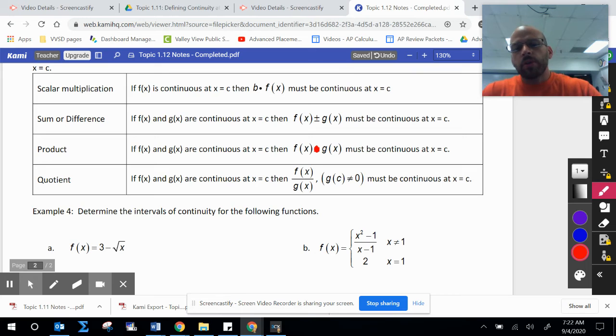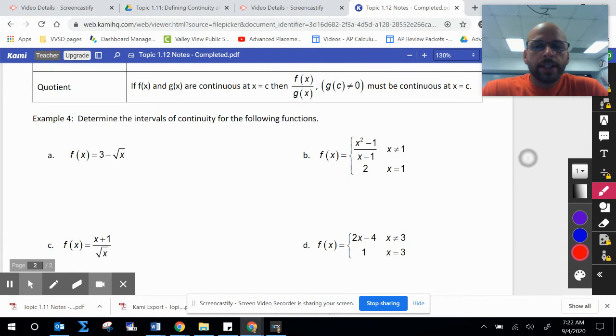Quotient, if they're both continuous at a point, then the quotient is still continuous at a point. However, we might get an added discontinuity when the denominator is 0. So we always have to take a closer look at that denominator to know whether or not it's 0. So let's look at these functions.